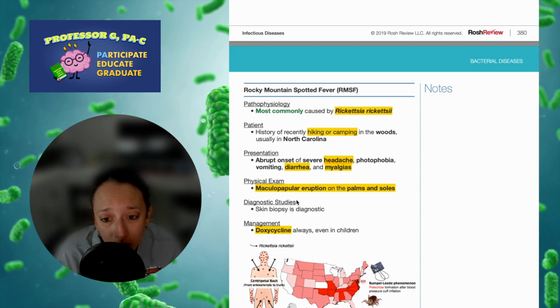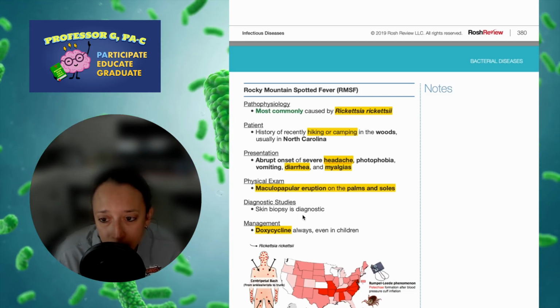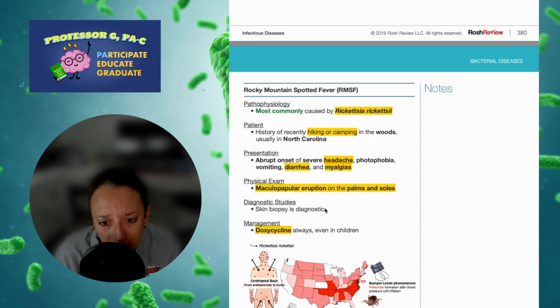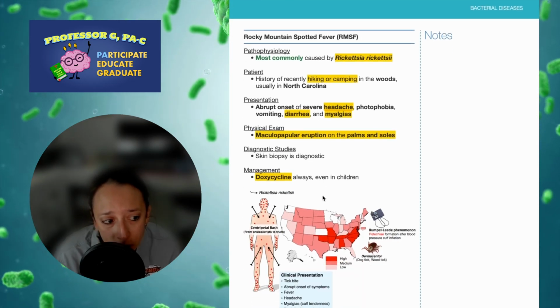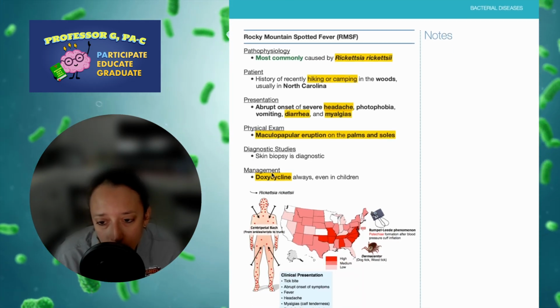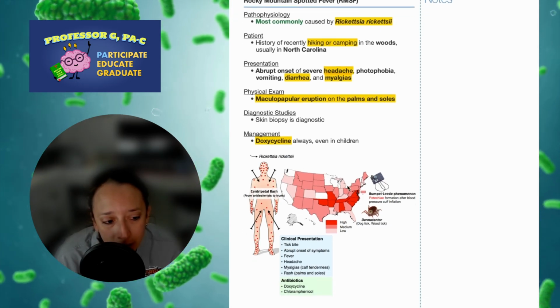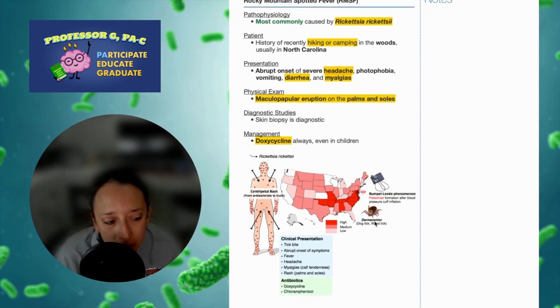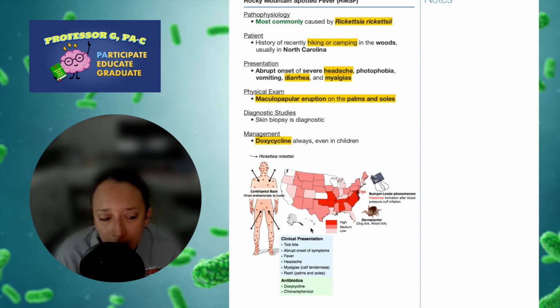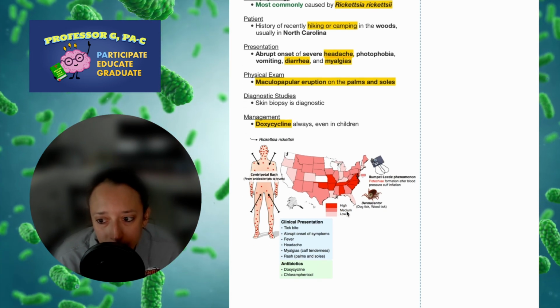And on diagnosis, we'll confirm it with a skin biopsy, but we don't want to delay treatment to get this biopsy. As far as management, doxycycline is usually the treatment of choice, even in kiddos. So here's kind of that endemic area. Here's that Dermacentor tick, and the most common places that we see it.